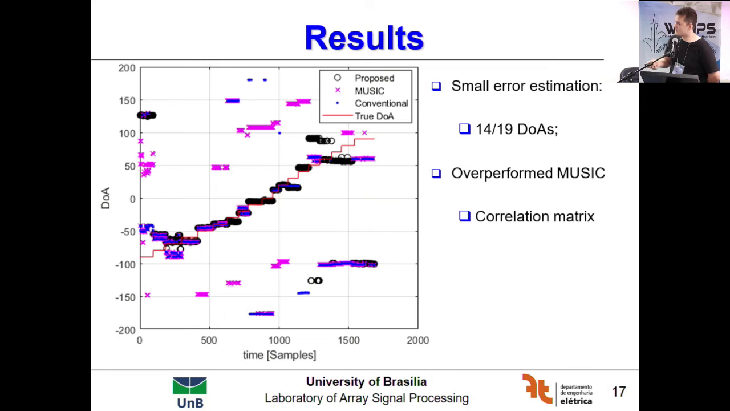As you can see, the red solid line is the true direction of arrival. And our proposed technique, the black circle, almost follows the same pattern, showing that it actually did a good estimation. In fact, from 19 directions of arrival, from minus 90 degrees to plus 90 degrees at pace of 10, we obtained 14 good estimations. And by good, I mean with small error, smaller than 5 degrees. And thus, we can conclude that our proposed technique outperformed the MUSIC algorithm. As you can see, the MUSIC estimates are the purple axis, so pretty much they stay completely far away from the true direction of arrival.